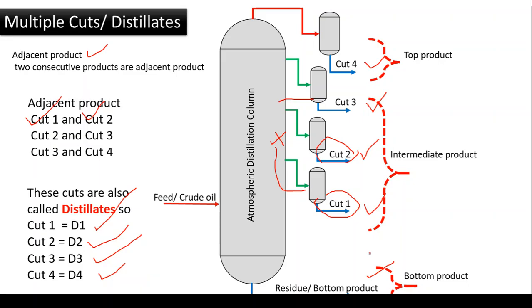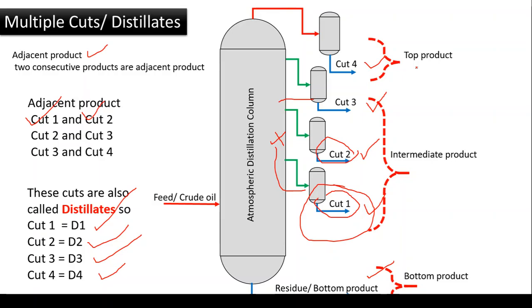The next important point is that we have taken this as cut 1. After the feed, the first product is taken as cut 1, distillate 1. Then the next one is taken as cut 2, distillate 2, product 2, and so on. That's why we have taken cut 1 as the first product from the crude oil, very near to the feedstock, and the last one is the top product. So this is one way to give the nomenclature of the different products of the atmospheric distillation column.